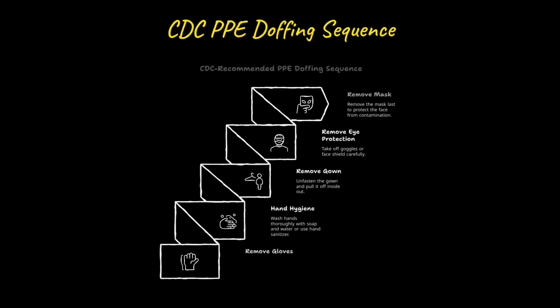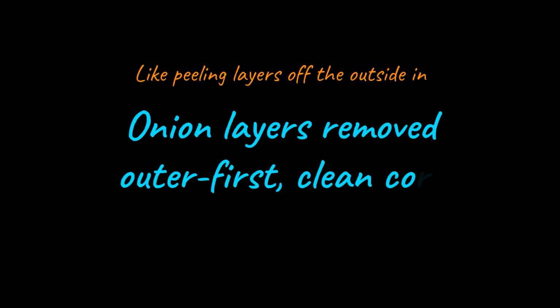The CDC sequence moves from dirtiest to cleanest. Gloves come off first using an inside-out technique, followed by hand hygiene, then the gown, eye protection, and finally the mask. Hand hygiene is performed between high-risk steps throughout. Think of doffing like peeling an onion from the outside in. The outermost, dirtiest layer comes off first so it never drags across the cleaner layers beneath. And your face, the most vulnerable target, is protected until the very end.